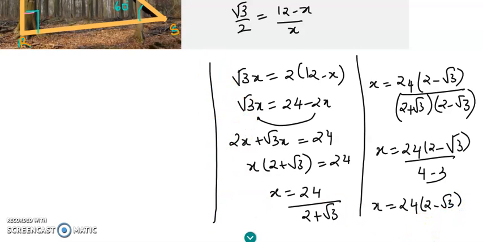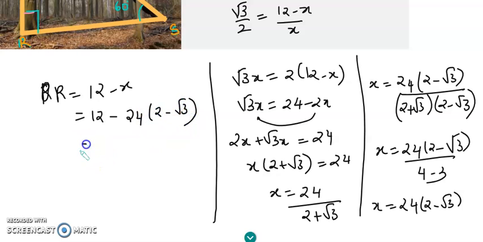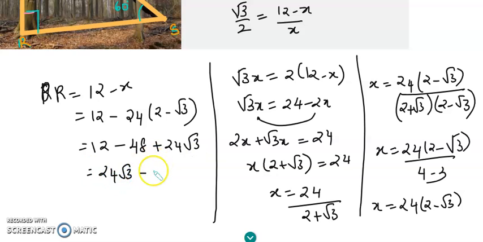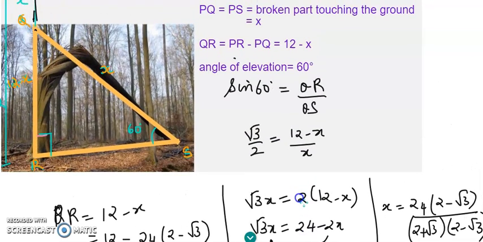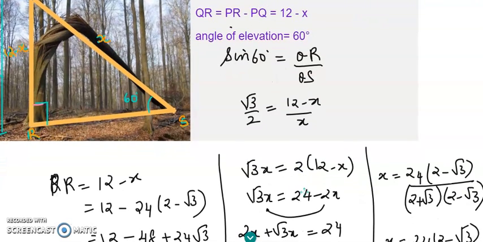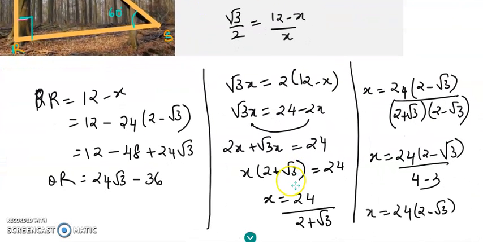Now to find the length of the part which is standing. So that was our QR, sorry. Right? Which was 12 minus x, which is 12 minus 24 times 2 minus root 3. Let's open it. 12 minus 48 plus 24 root 3, which is 24 root 3 minus 36. Okay. So hope you understood what we have done. QR is 12 minus x. That is what we have to find, the height of the tree which is standing. Hope it is clear. Thank you.